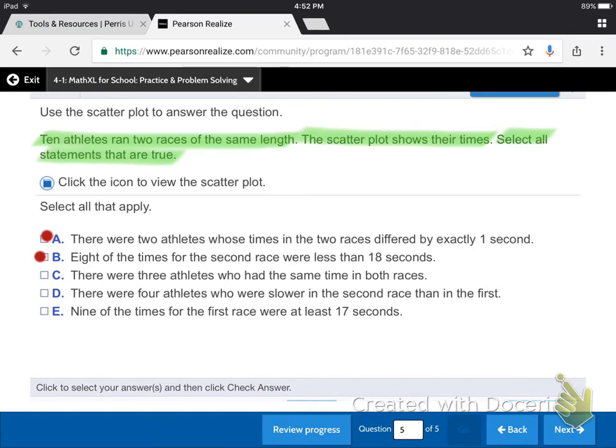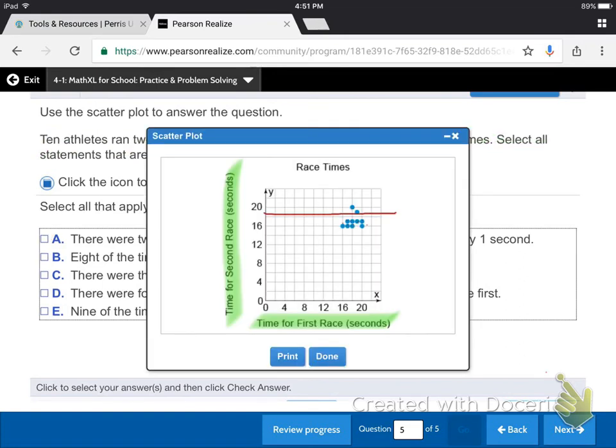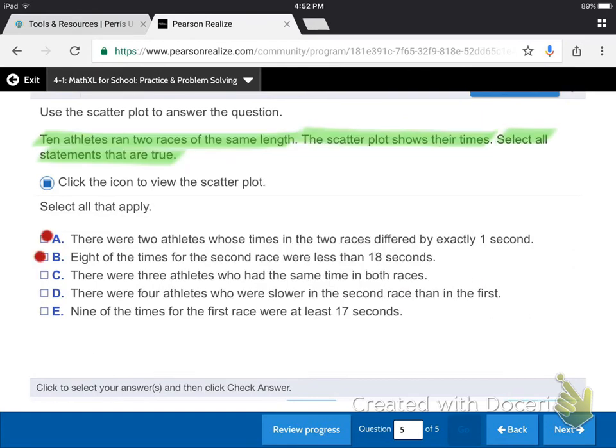C. There were 3 athletes who had the same time in both races. Let's go back and take a look at that. 3 athletes who had the same time in both races. No, that's not true. Otherwise the dots would be on top of each other.